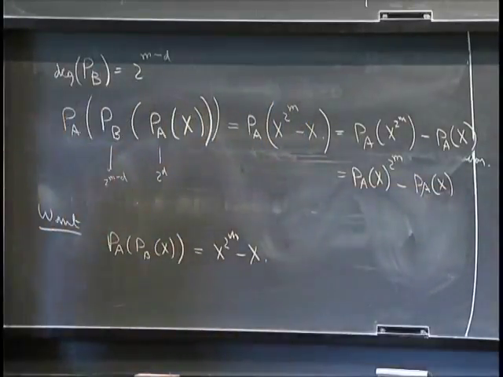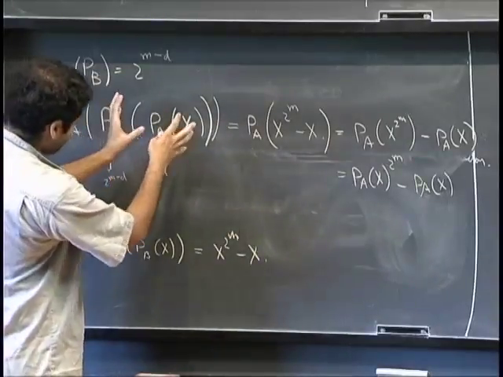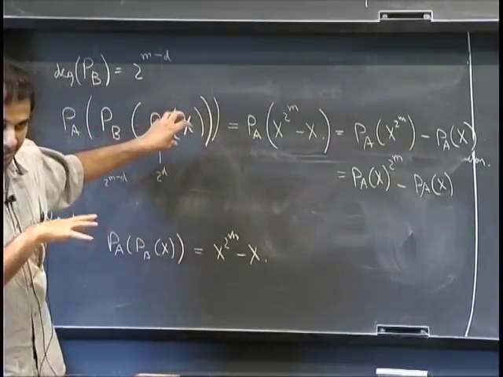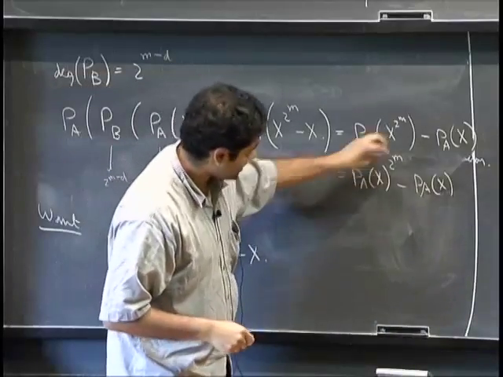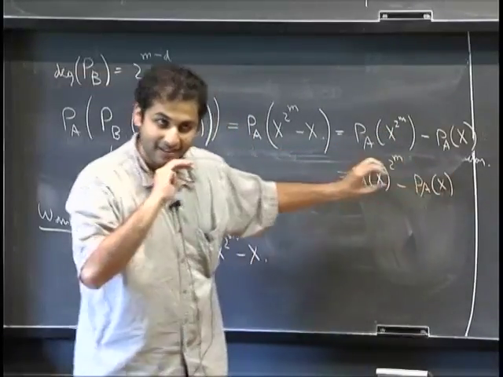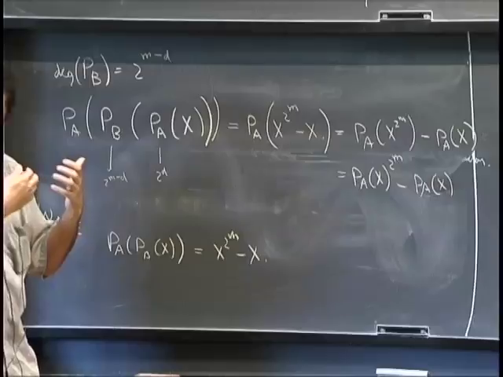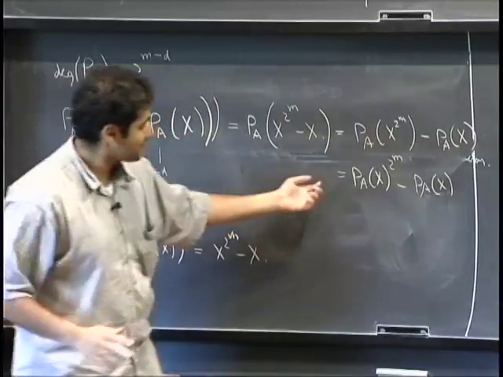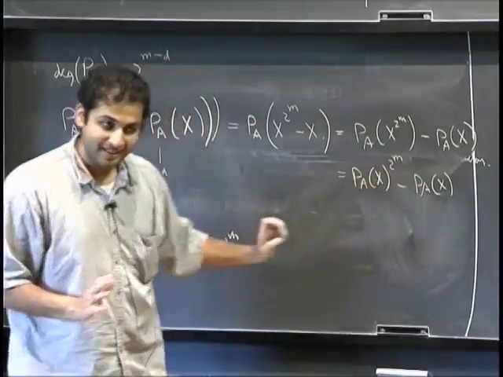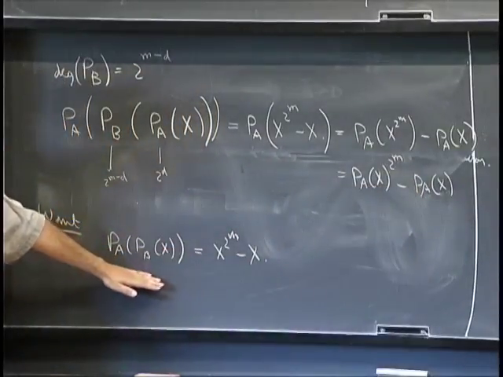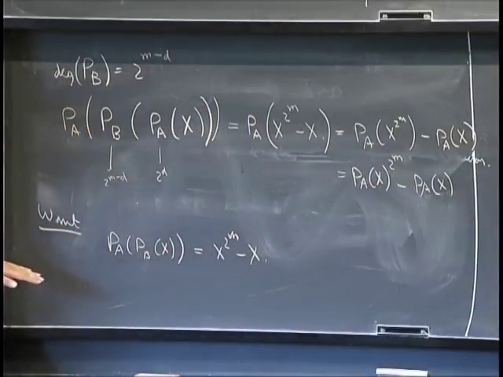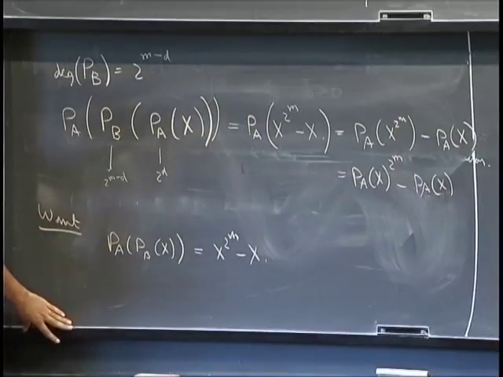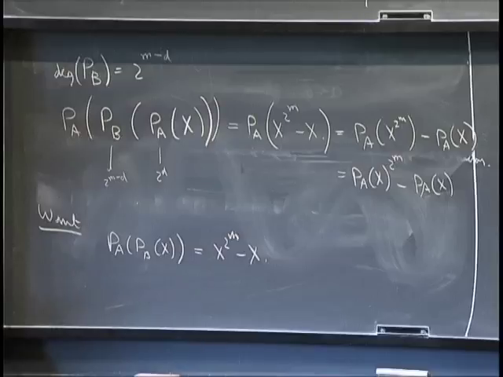Okay, so now let us look back at what we showed. We showed that PA of PB of something, and that something is PA of x, is equal to something to the 2^m minus something. So this means that PA of PB of y, a formal variable, is equal to y^(2^m) minus y. That is exactly what we wanted to show. Okay, you will certainly admit that this is a really clever trick, at least.